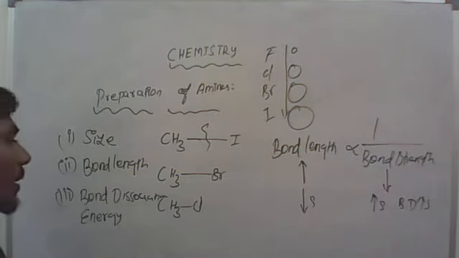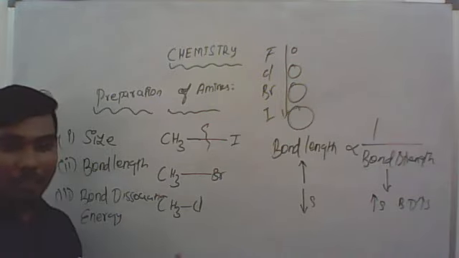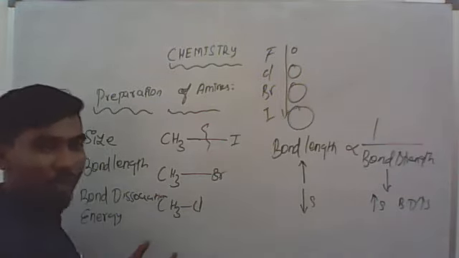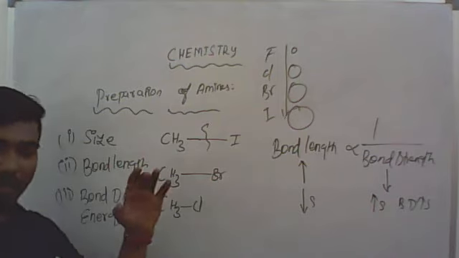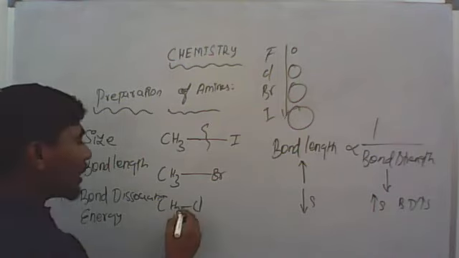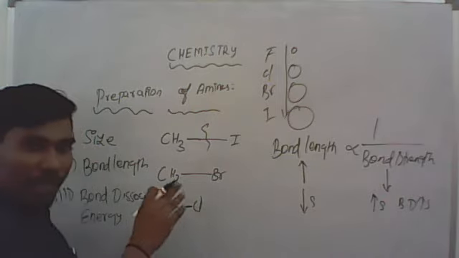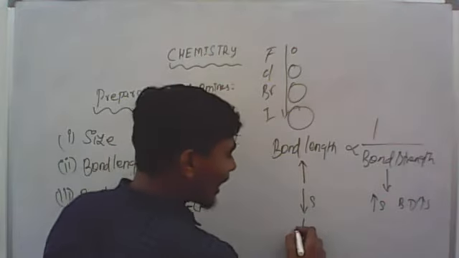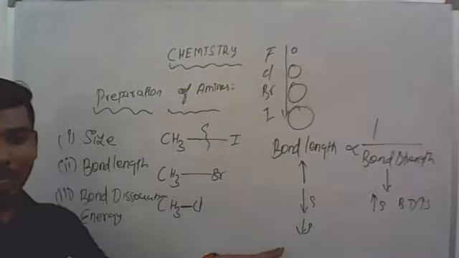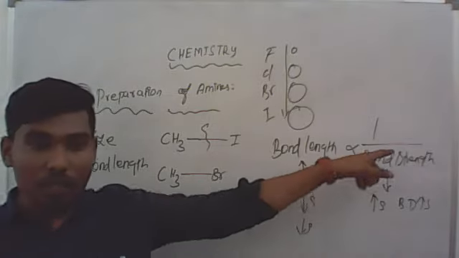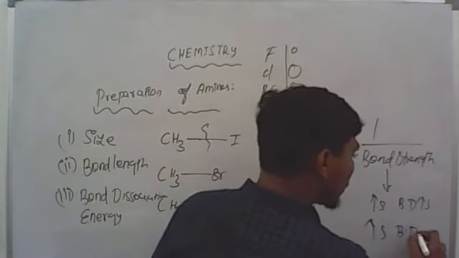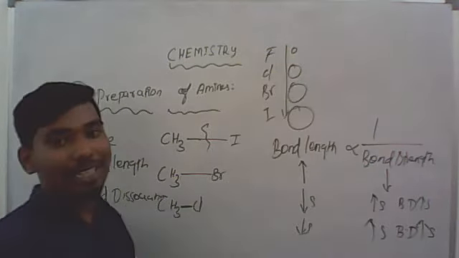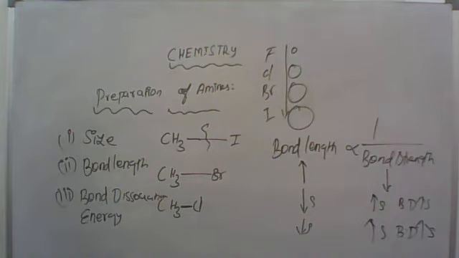Next is methyl chloride. In methyl chloride, the size of the chlorine is very small, so the bond distance between methyl and chlorine is also very small. The bond length is decreasing again, so the bond strength keeps increasing, and the bond dissociation energy also increases. So the reactivity.